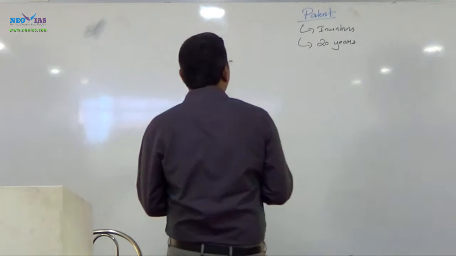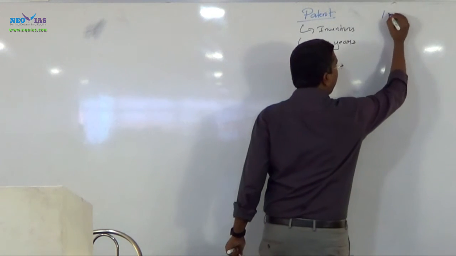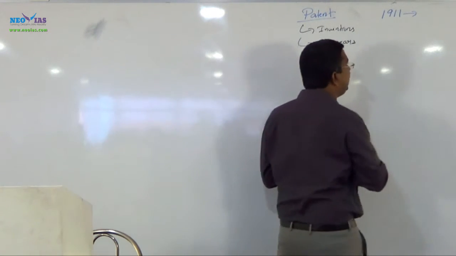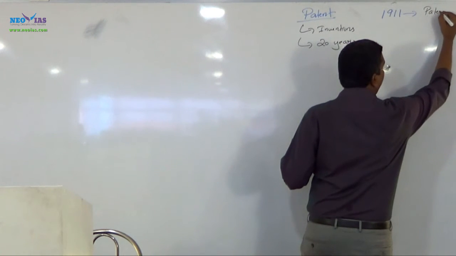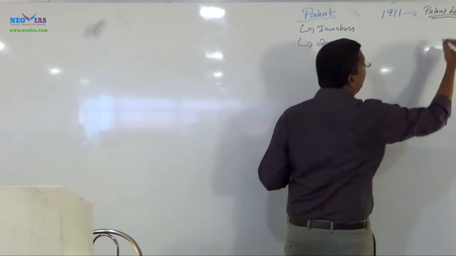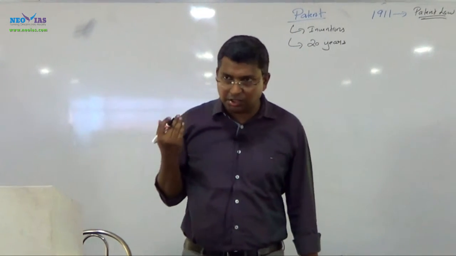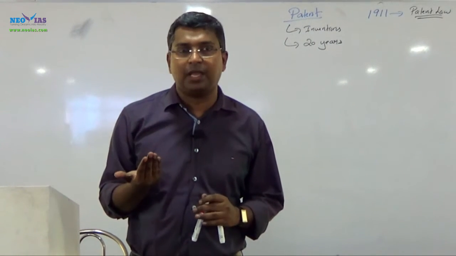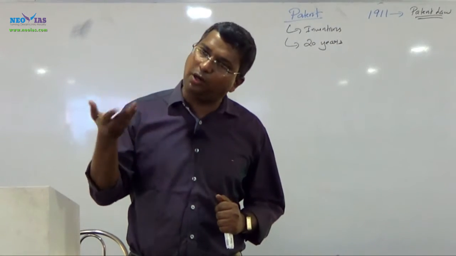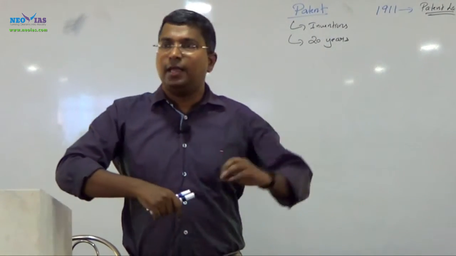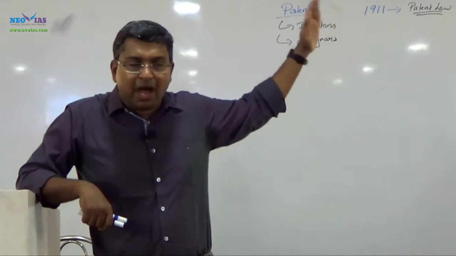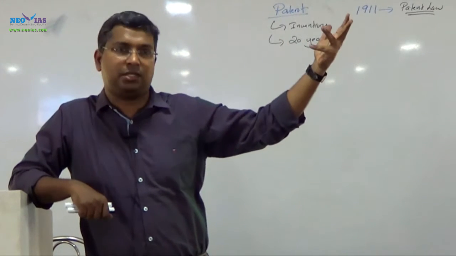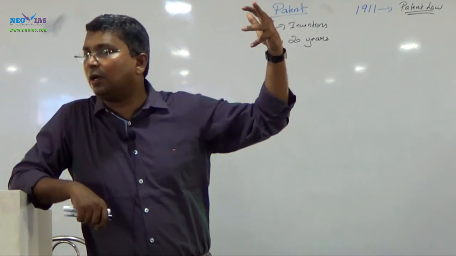Now, way back in 1911, the British government passed a patent law. What was the specialty of this law, like other policies the Britishers implemented? The patent law passed by the British government was basically to support the British companies. It was not helping the common man.